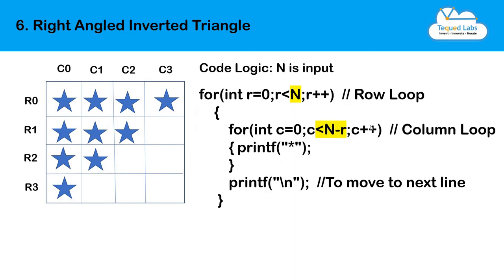So this is the logic. The external loop, which is the row loop, goes from 0 to less than n. 0, 1, 2 and 3, since n is equal to 4, the input given by the user. Now the column loop also goes from 0 to n minus r. It will not go up to n minus r, it is always less than n minus r as per the condition that we have derived.